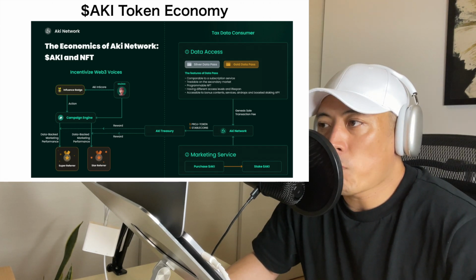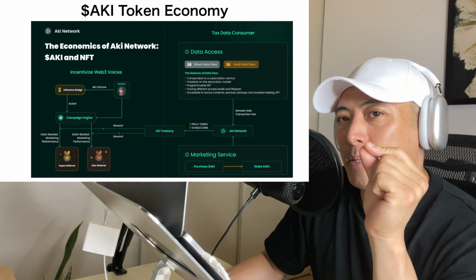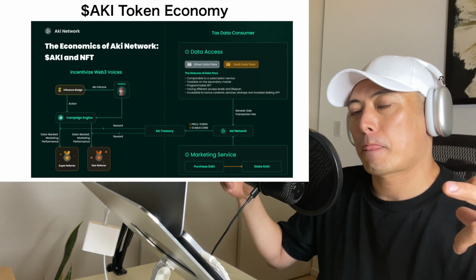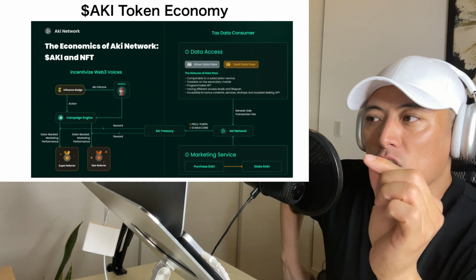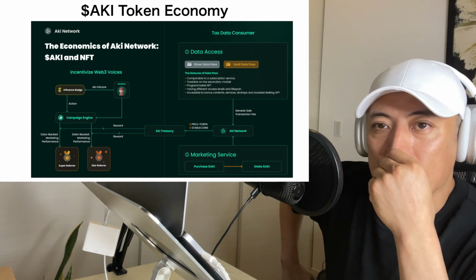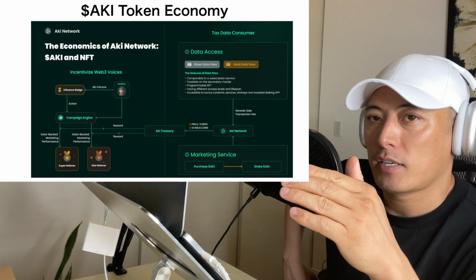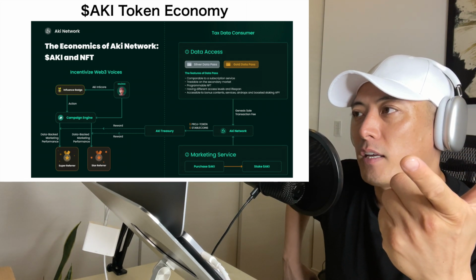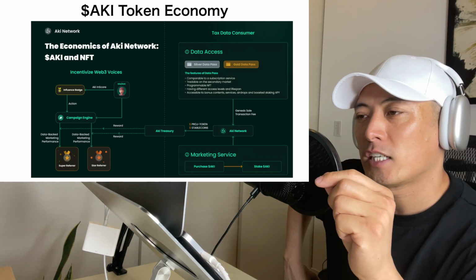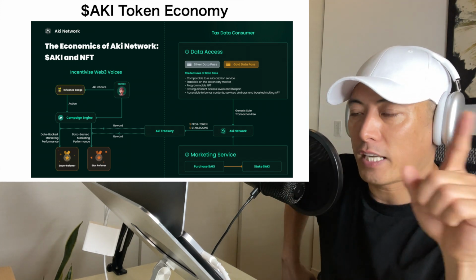The interesting point is they're going to use the AKI token as an incentive program for influencers who are active on the AKI Network platform. So it looks like the AKI token functions like an advertising token on an exchange. Once a lot of players use influencer marketing campaigns inside AKI Network, the buying power of the AKI token gets huge, so selling pressure on the AKI token also decreases.